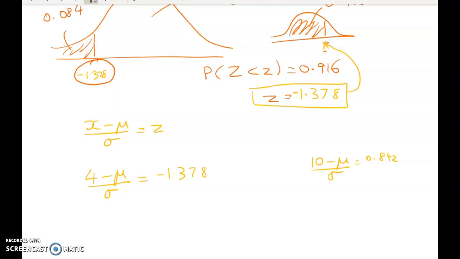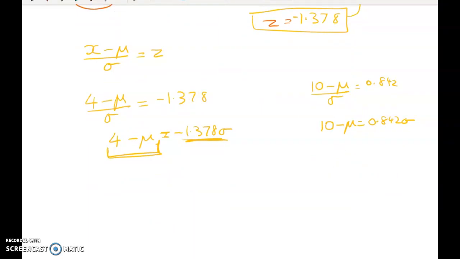I'm already up to 6 minutes and I haven't even started the second question. So what do I get here? Well, it's pretty intuitive, right? So we get 4 take away mu is equal to this. So this is measuring the gap between 4 and the mean, and we're saying that it's negative 1 point blah blah standard deviations below the mean. And here we get 10 minus mu is equal to 0.842 sigma. Obviously, lots of ways that you can solve simultaneously here, but what I've done is just this. So 4 plus 1.378 sigma is equal to mu. So that's rearranging that one.